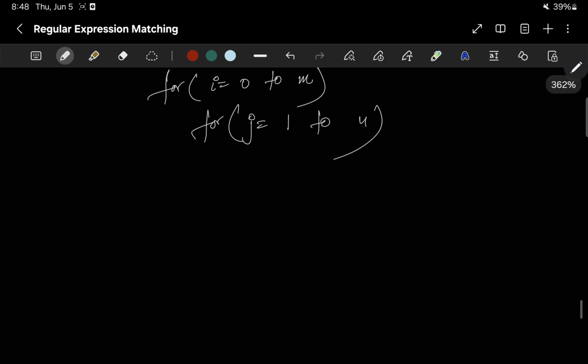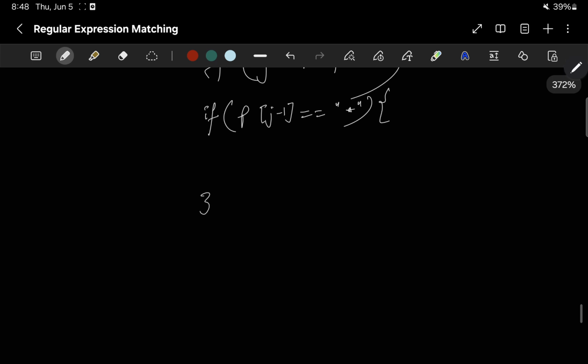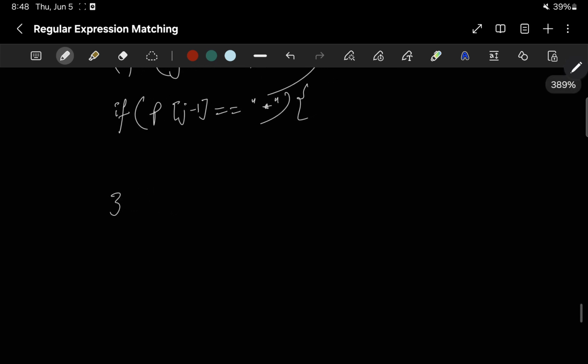Now, as I mentioned, only two cases. If p of j minus 1. Why j minus 1? Because I mentioned, since DP has one extra row and one extra column, we need to adjust that in P and S, right? If P of j minus 1 is star, then we will do something, else we will do something else, right?